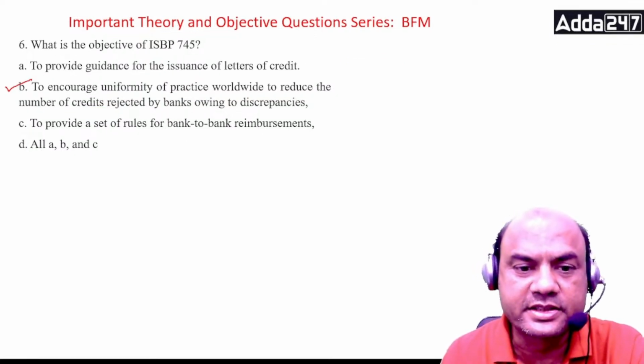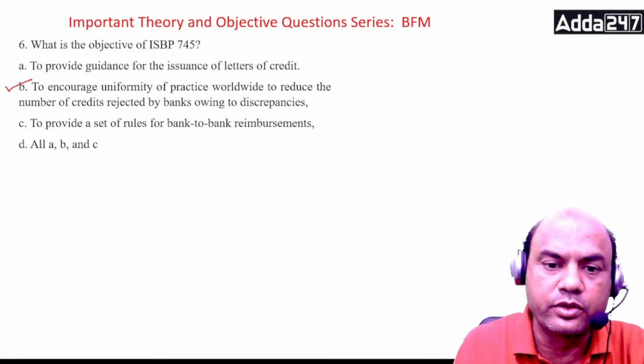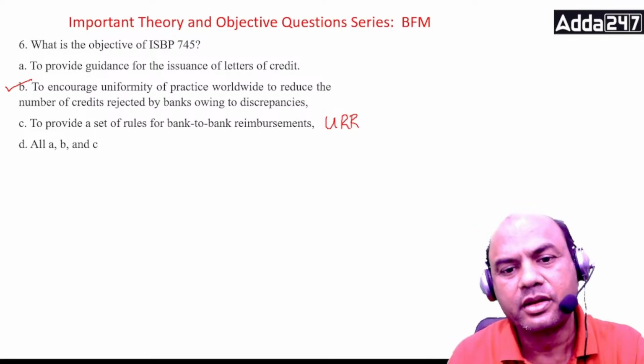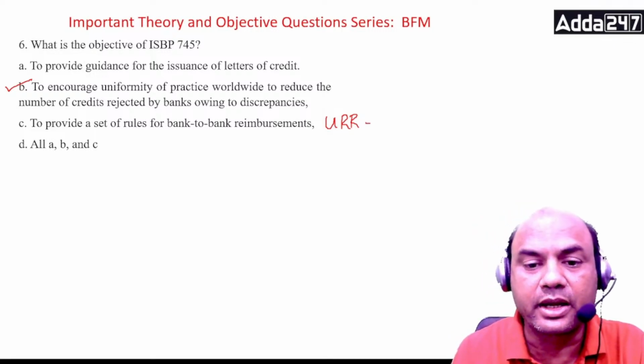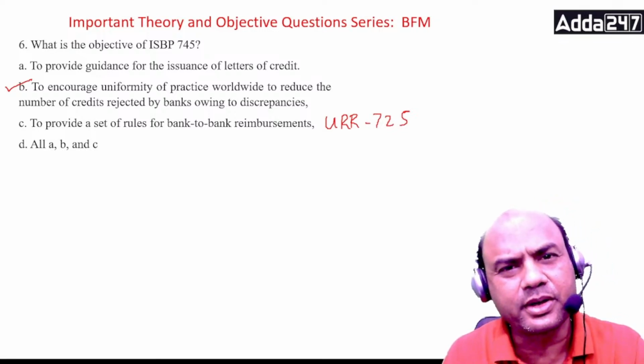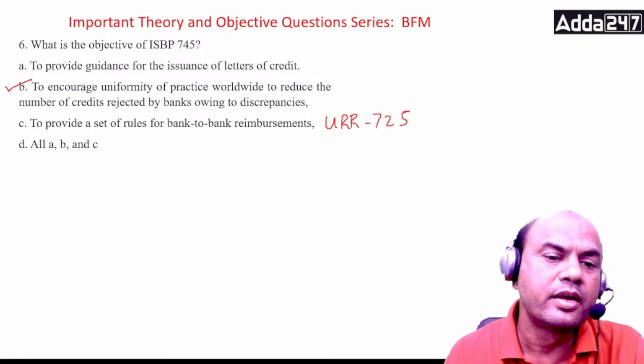In fact, this can also be called URR. Here UCP is the main document. What covers bank to bank is URR 725. So this is also one part, URR. Okay, so you got the answer.